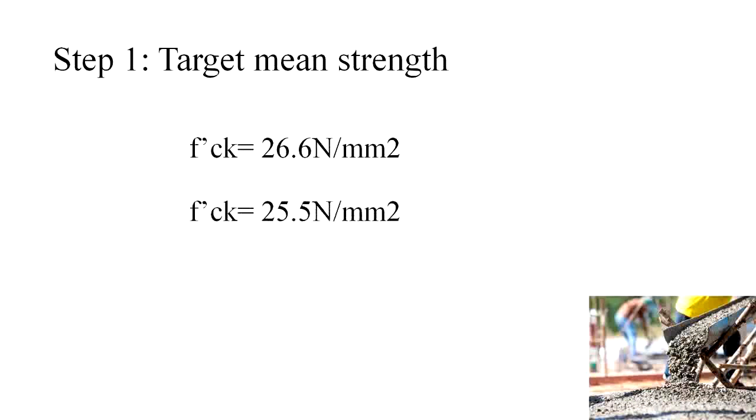Finally, the target mean strength is derived from these two values. The value having the maximum value is considered as the final target mean strength. So f_ck dash equal to 26.6 Newton per millimeter square is considered as the target mean strength.